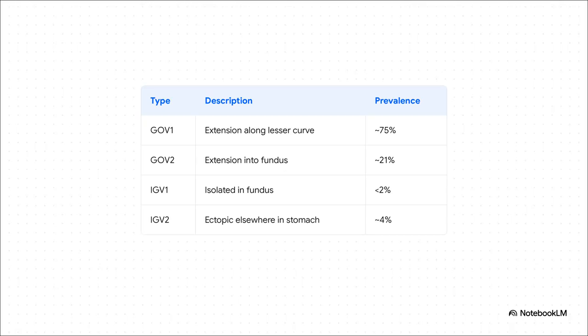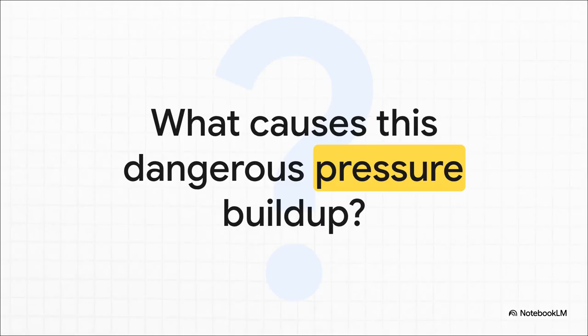Now, how we classify them is actually super important for treatment. The system you have to know is the Sarin classification. It basically divides them up based on where they are in the stomach and the relationship to esophageal varices. You can see GOV1, which are basically esophageal varices that extend down into the stomach, are by far the most common, making up about 75% of cases. But as we're going to see in a bit, it's the GOV2 and IGV1 types that really keep clinicians up at night. And that leads us to the million-dollar question.